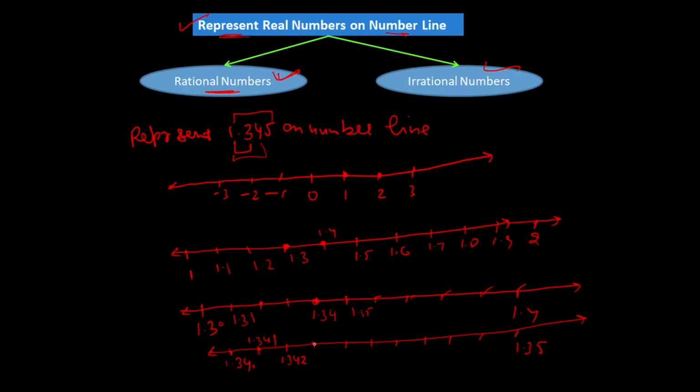What will be this value? 1.342. This value will be 1.343. This value will be 1.344. This value will be 1.345. Just highlight this. That is the required answer. So that is the method.